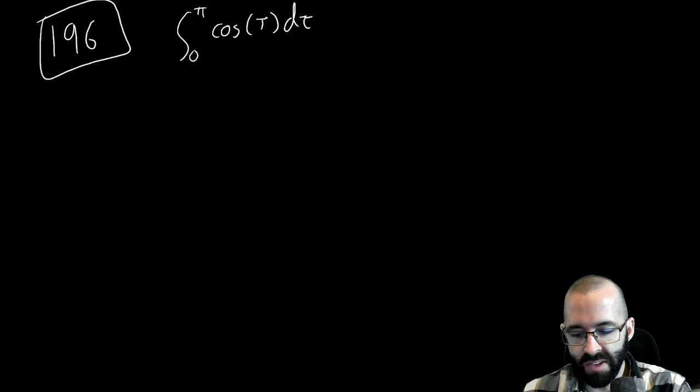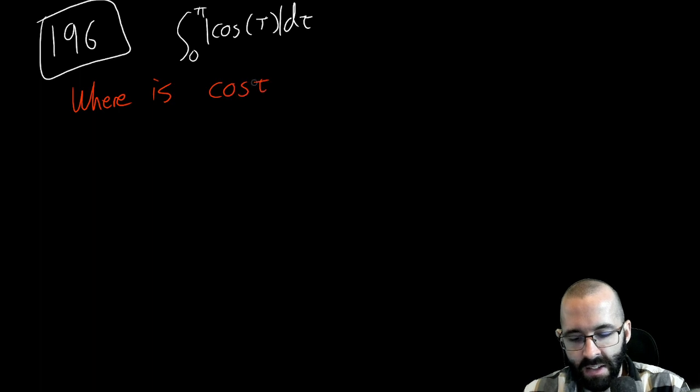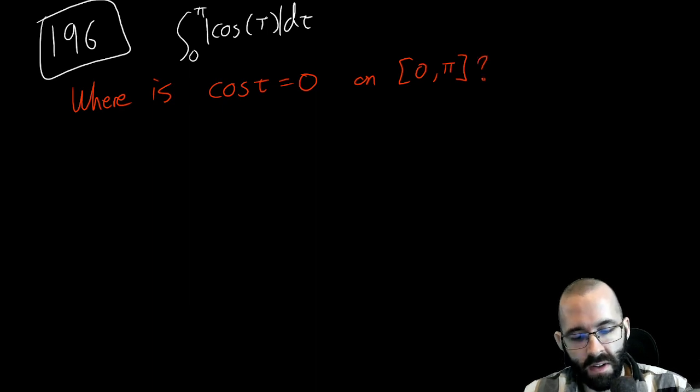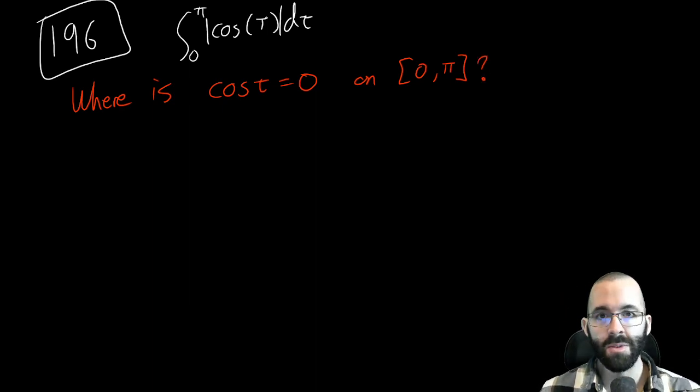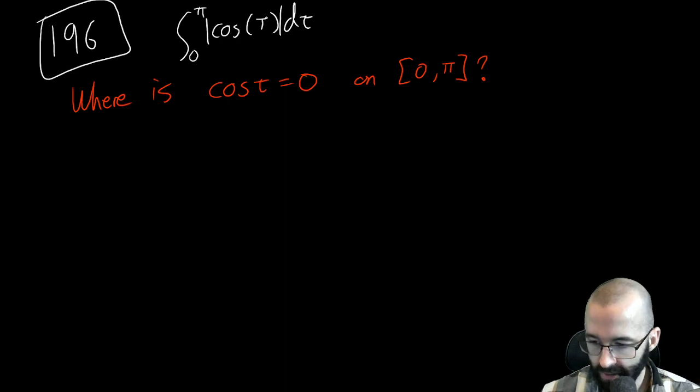Let's see where cosine is positive and where it is negative. Sorry, we needed absolute values. To answer this, if we know where cosine's positive and where it's negative, we can get rid of the absolute values. Watch how. We'll start by saying, where is cosine of t equal to 0 on the interval? That's what it means when it says find the roots first.